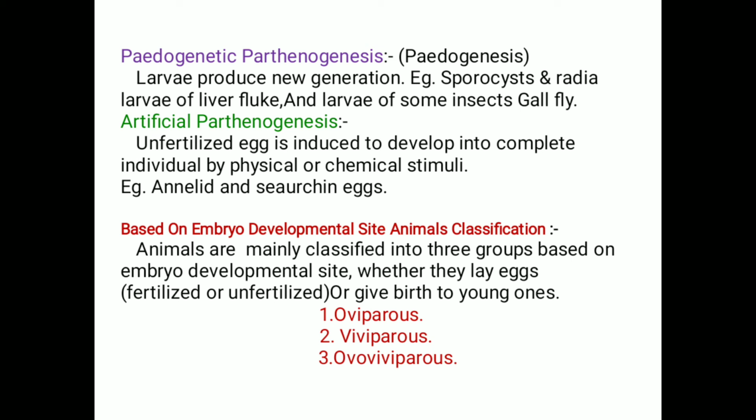Based on the embryo developmental site, animals are classified into three types, depending on whether they lay eggs, which may be fertilized or unfertilized, or give birth to young ones. The first one, oviparous. Second, viviparous. Third one, ovoviviparous.